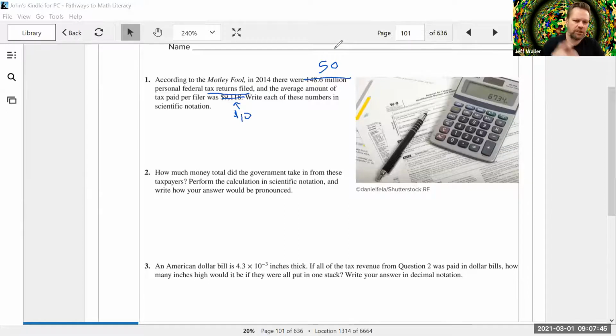Did I actually just change it? My answer is going to be $500 now. No, that doesn't make any sense because that's not the problem. But I know whatever this number is, I'm going to multiply it by what this number is. Okay, go back to the gross numbers now and do what we just said.